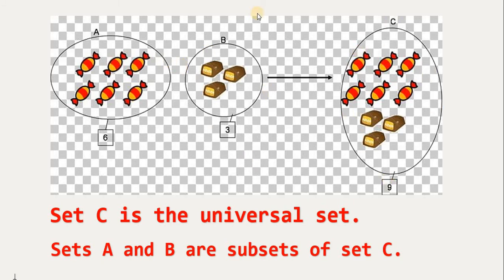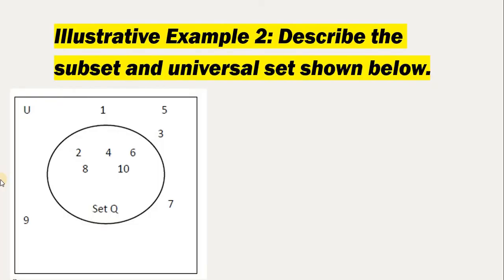So, kung for example ay yung set of lollipops, what will be the answer? Null set, diba? Or empty set. Kasi wala naman tayong lollipop doon sa ating universal set. Okay? So, now, illustrative example number 2.